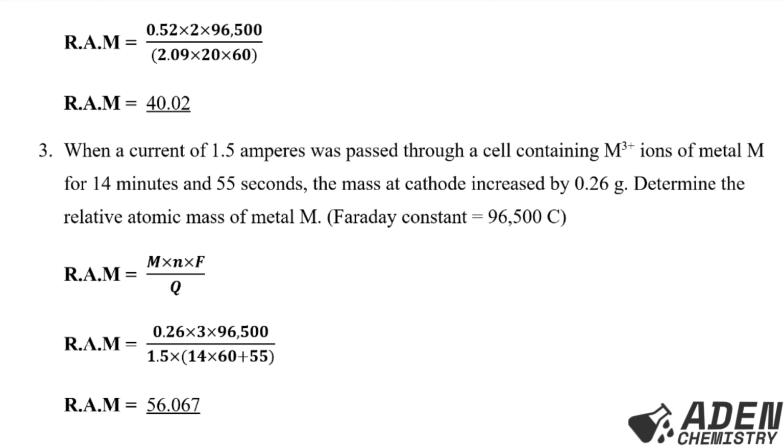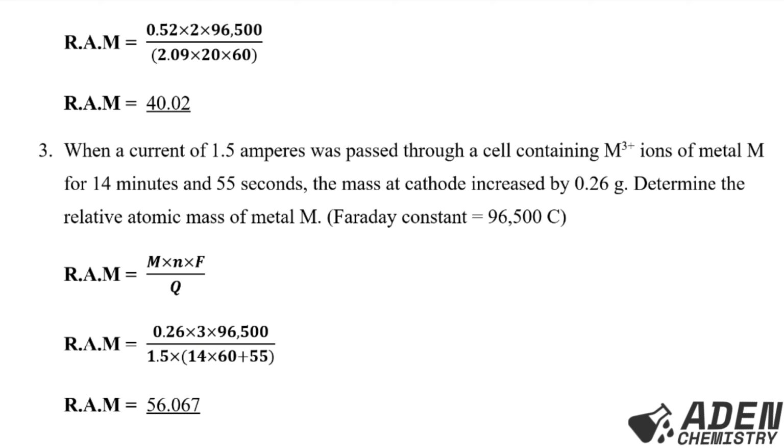Example 3. We are told when a current of 1.5 amperes was passed through a cell containing M3 plus ion of metal M for 14 minutes and 55 seconds. The mass at the cathode increased by 0.26 gram. We are told determine the relative atomic mass of metal M. In bracket, we are given 1F, which is equal to 96,500 coulombs. So the formula is R.A.M is given by M times N times F divided by Q. So M is 0.26, that's the mass, multiplied by N.